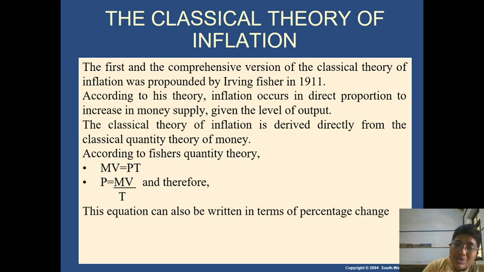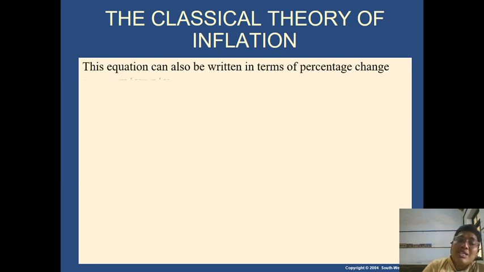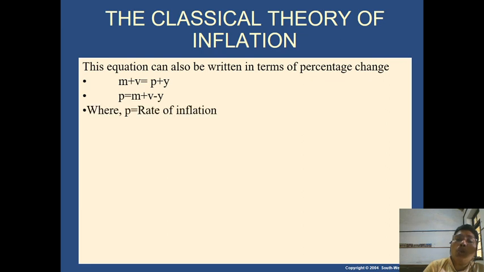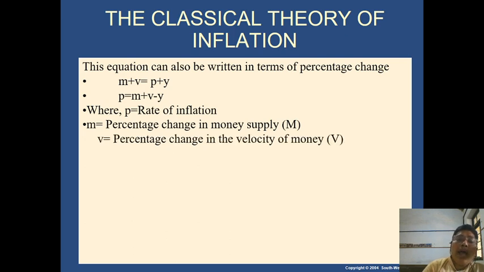Now Wicksell and others take this theory and explain inflation in terms of percentage change. This equation can also be written in terms of percentage change, that is m plus v is equal to p plus y. If m plus v is equal to p plus y, then p is equal to m plus v minus y. What is p here? The p here is the rate of inflation. Small m is the percentage change in money supply, capital M, and small v is the percentage change in the velocity of money, big V, and y is the percentage change in the real output. So you see here p is equal to m plus v minus y.